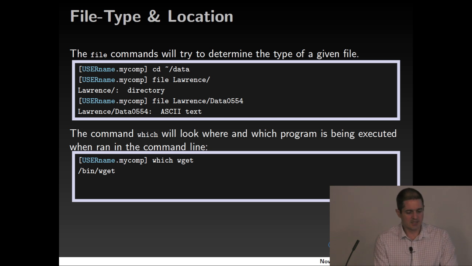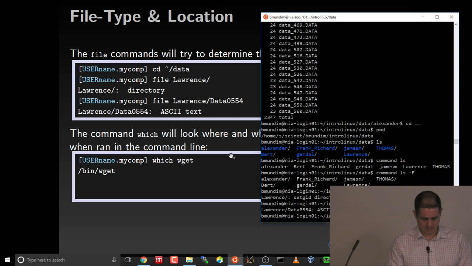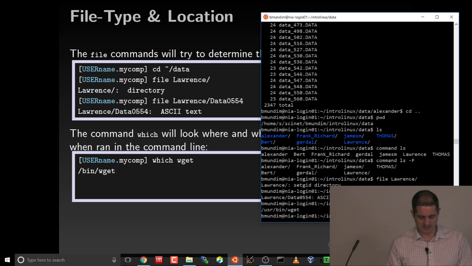The command which. So we're going to try to find where the command is located, right? It will look where the program is, basically. So let's see here, which wget. It tells me that the command is in /usr/bin/wget. So you can find where the command is, right?